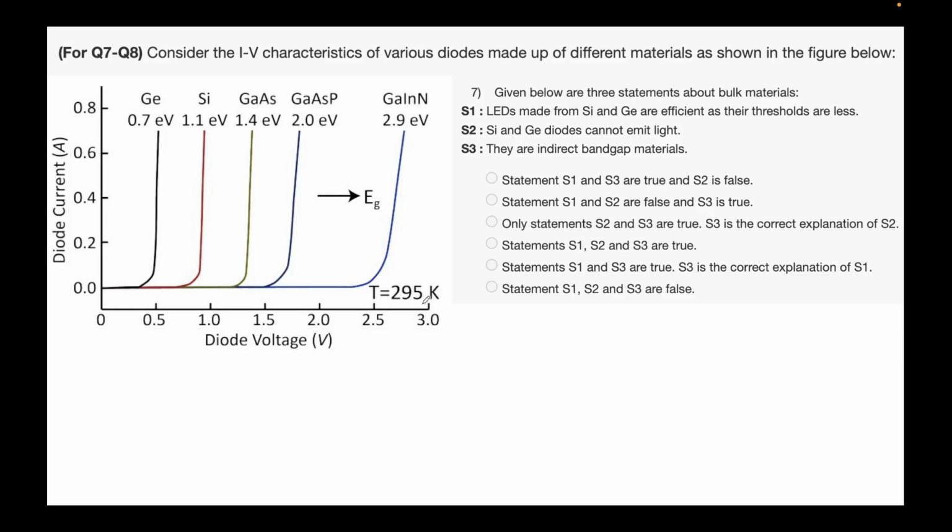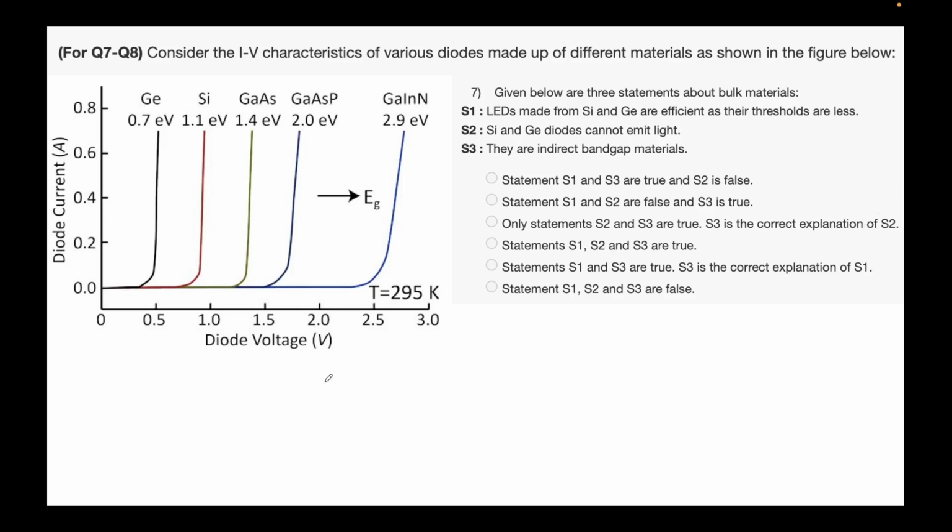And we are operating at about room temperature. And they also said that their Eg increases, which is evident from their knee voltages, right? This is the forward bias characteristics. Okay, statement 1: LEDs made from silicon and germanium are efficient as their thresholds are less. You can see the thresholds are less, so this is around 0.5, and this is maybe 0.7 or something, right? So they are efficient as their thresholds are less.